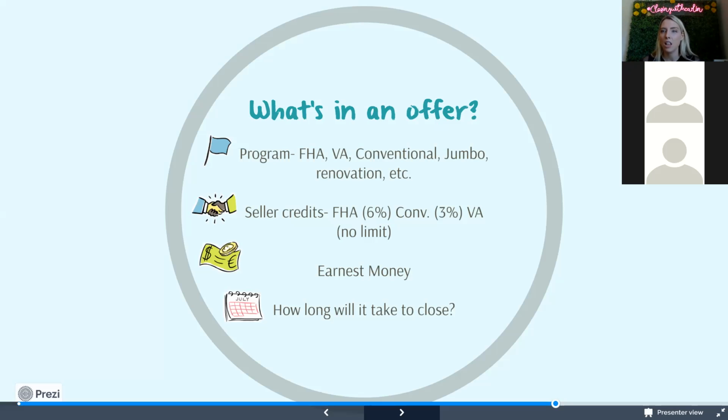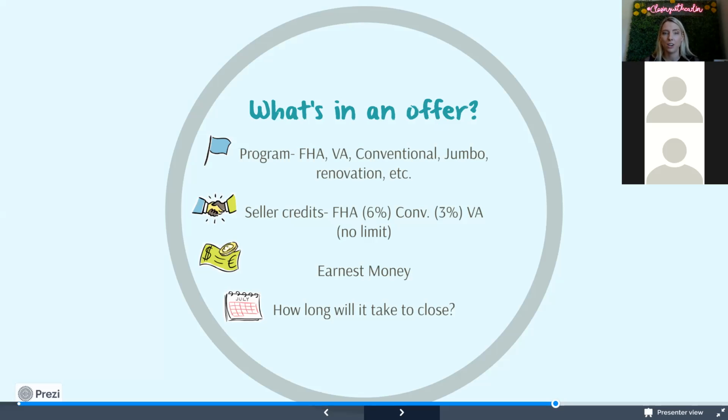So the program, this is kind of what we talked about on the last slide, where FHA and VA are kind of not loved on as much. Although I will argue that VA loans fall apart way less than any other loan that I work with. But of course, a conventional or a jumbo is probably going to be better received than an FHA, VA, or a renovation loan. Seller credits, that's more of like a buyer's market type of thing, but I still see a lot of seller credits on our contracts. So FHA maximum seller contributions 6%, conventional 3%, VA no limit.